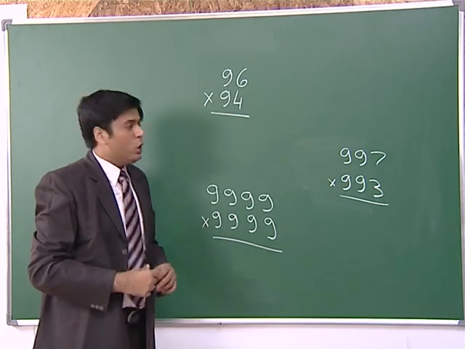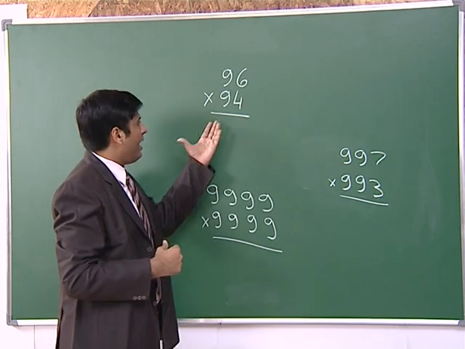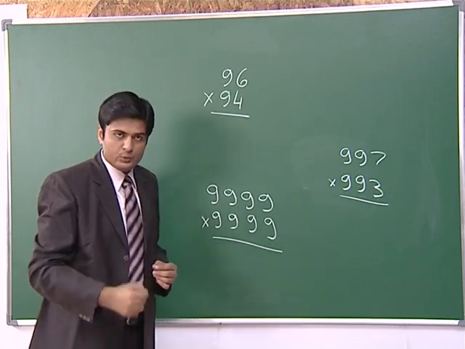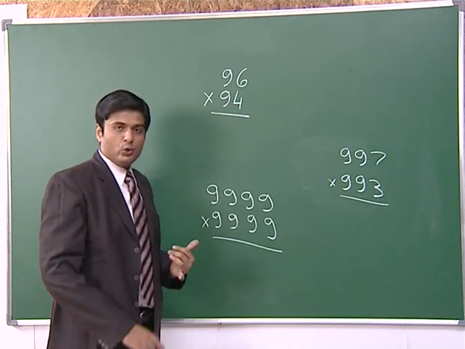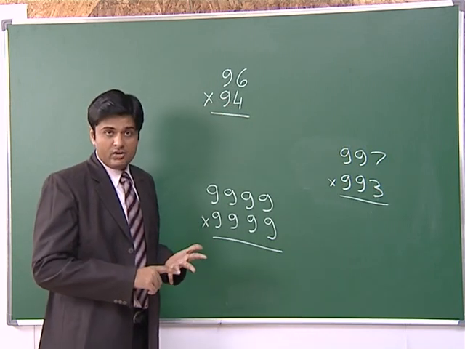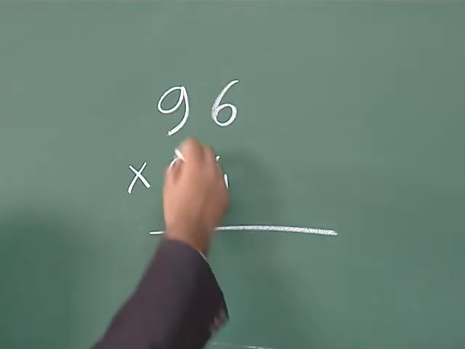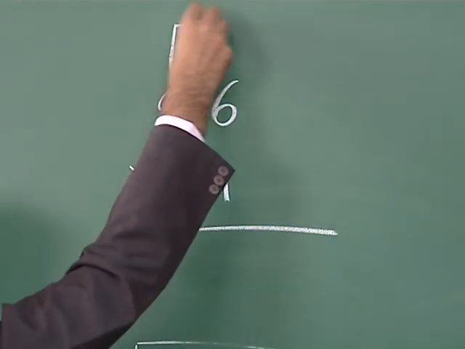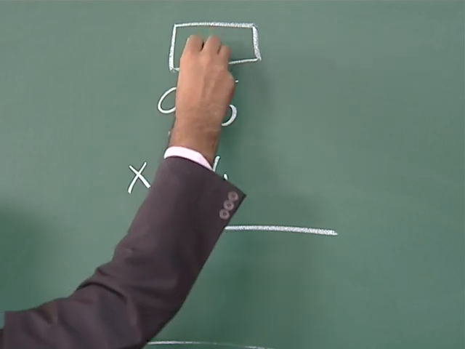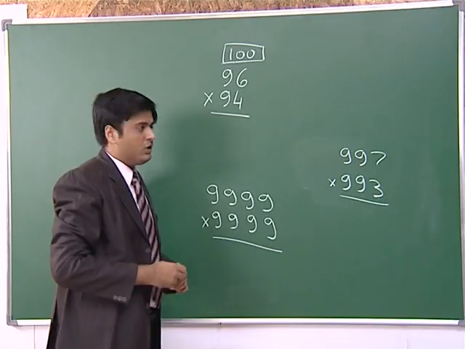Ask yourself, to which power of 10 are both these numbers closer to? Are 96 and 94 closer to 10, 100, 1000, 10,000? We see both these numbers are closer to 100. So our base in this case is 100.